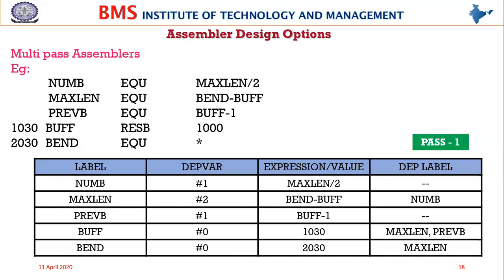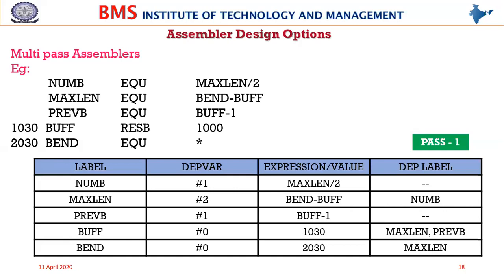So why is the expression / value column written? As the passes go on, as we get the values, meaning the addresses of the dependency variables, we are going to replace the expression by the value we get. That value may be either relative or absolute. We are not bothered about it. As we get the values, we update this table. And nobody is dependent on PREVB, so that label is marked as a dash.